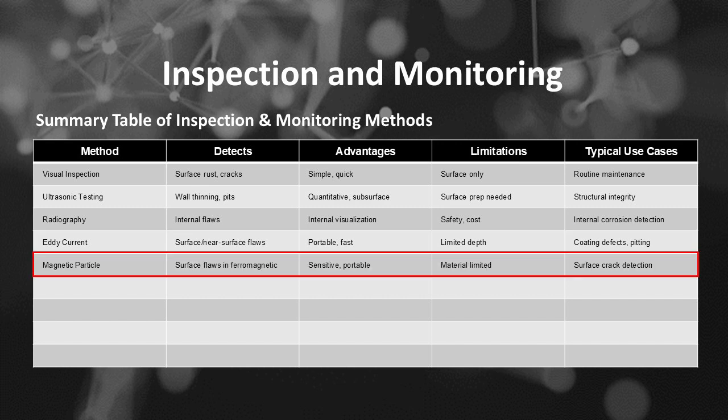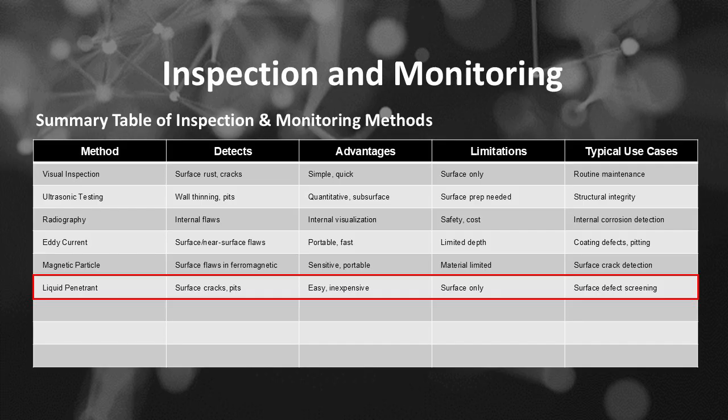Magnetic particle testing method is to detect surface flaws in ferromagnetic materials. The advantages of this method are sensitive, portable. The limitation of this method is material limited. This method's typical use case is in surface crack detection. Liquid penetrant testing method is to detect surface cracks, pits. The advantages of this method are easy, inexpensive. The limitation of this method is surface only. This method's typical use case is in surface defect screening.